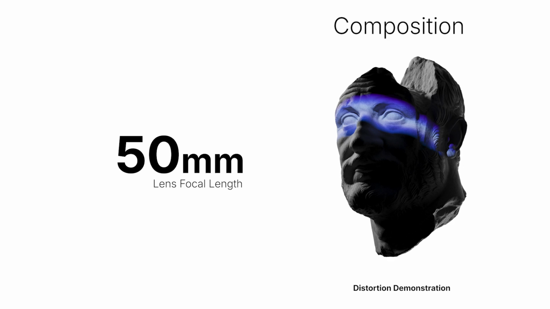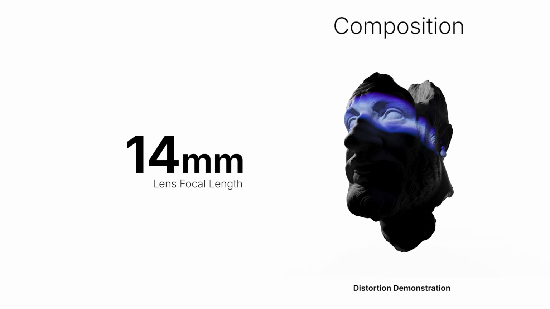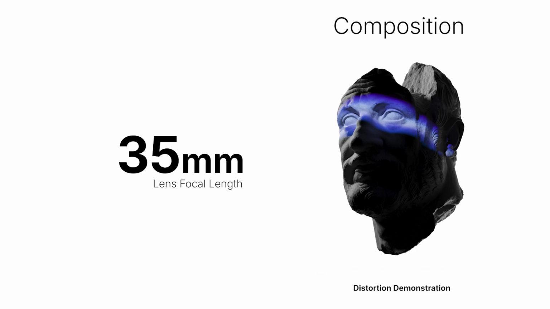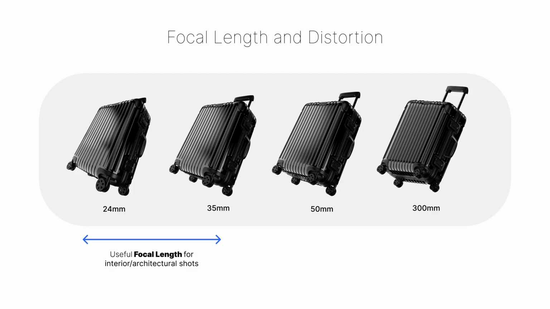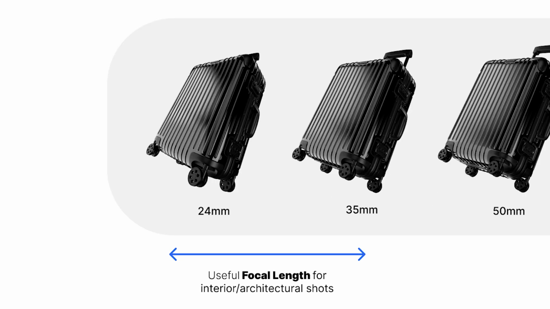Short focal lengths do the opposite. They widen the field of view and exaggerate depth. Space feels stretched. Objects near the edges may appear distorted. Let's look at a practical example. In each of these renders, the product is framed in the same position within the composition. The image on the far left was captured at 24 millimeters, a wide focal length.